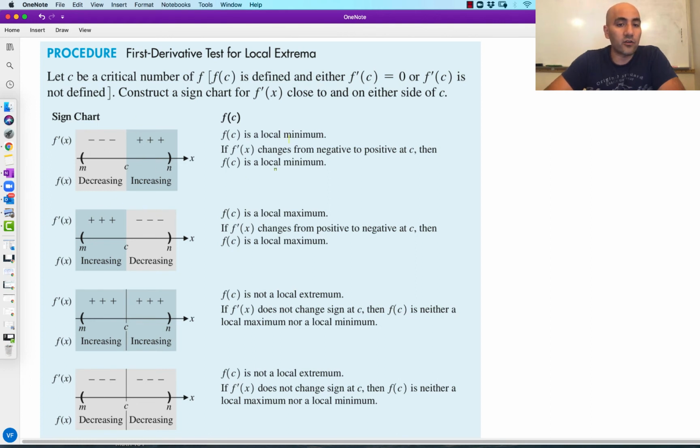So the order matters in order to figure these out. So if f prime of x, so the derivative, changes from being positive to negative, from left to right the way we read, then f of c is a local maximum.